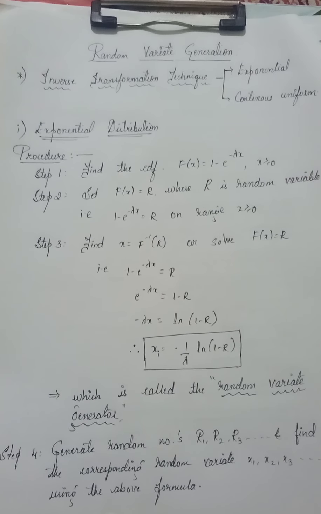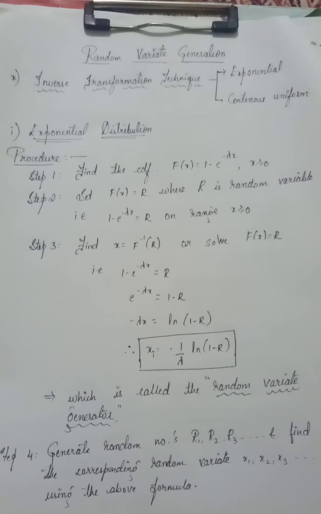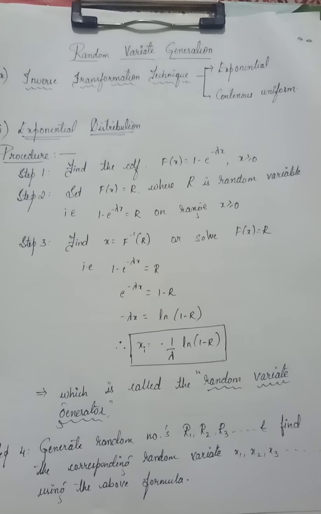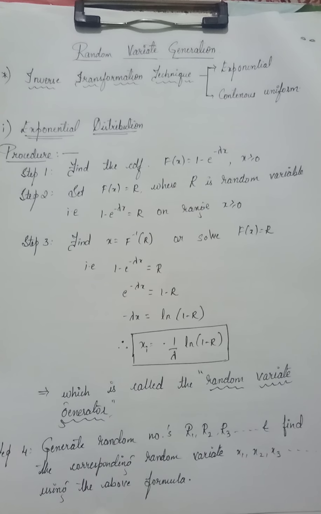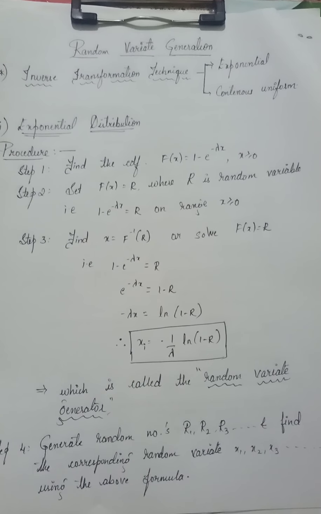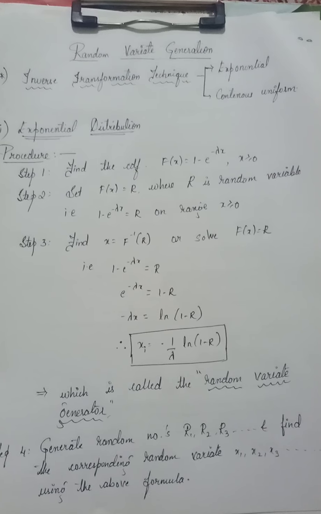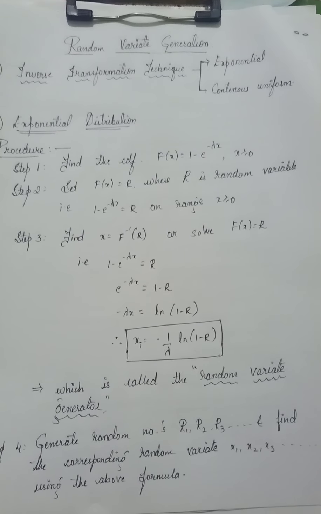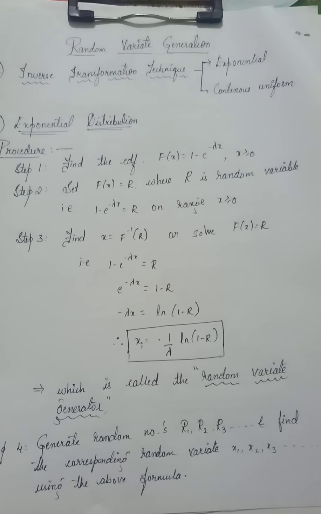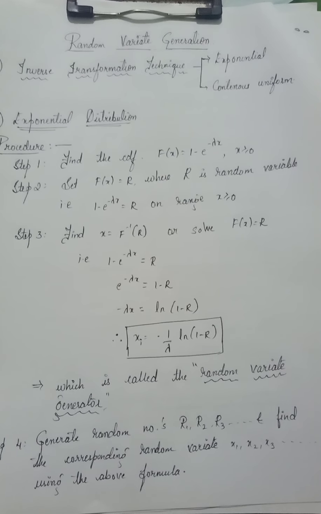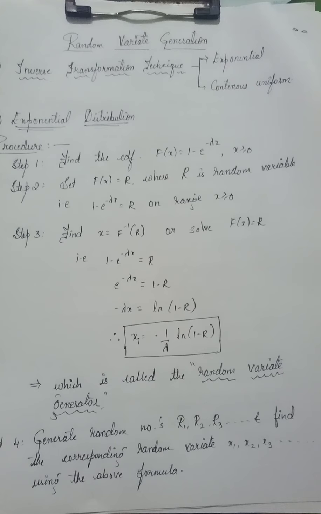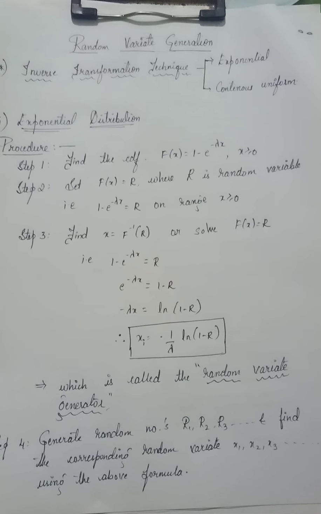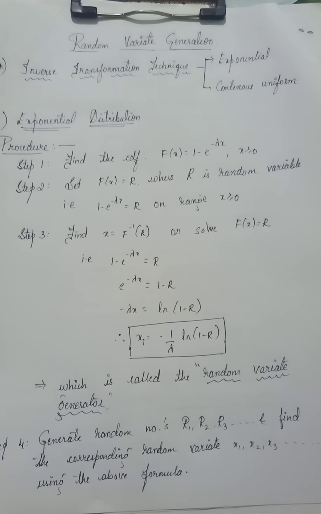The procedure for it is: Step 1. Find the CDF, that is F(x) = 1 - e^(-λx) where x is greater than or equal to 0. Step 2. Set F(x) = R, where R is the random number, that is 1 - e^(-λx) = R on the range x > 0. Step 3. Find x = F inverse of R, or solve F(x) = R.